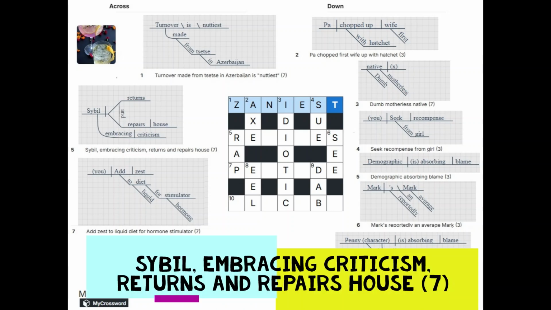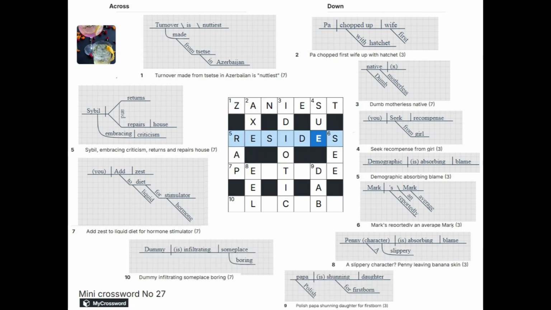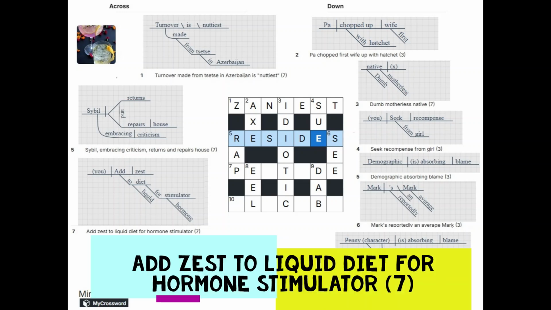Number 5, Sybil, embracing criticism, returns and repairs house. Another word for Sybil is seer, S-E-E-R, and that is returning backwards, and it is embracing criticism, or DIS. So if you take seer with dis in the middle and return it backwards, you can get a word for repairing house, or residing. So this says repairs house, and we'll keep the tense consistent, so resides is the answer for 5.